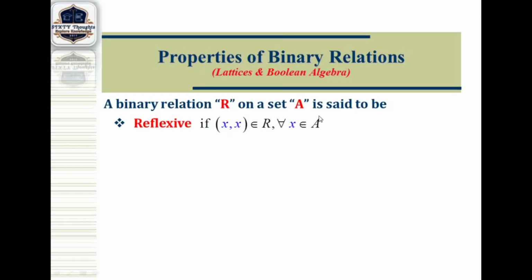For example, we consider A equal to {1, 2}. After that, we have to define the relation set R. So let us consider the ordered pairs (1, 1), (2, 2). These two ordered pairs are called reflexive form.